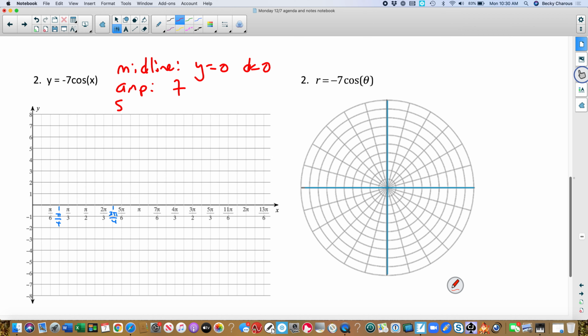What's the starting point going to be for this? Negative 7. Yeah, it's going to be a minimum, right? Because this is a reflected cosine. So it's going to start at a minimum, so it's going to be at 0, negative 7. Wait, the minimum because it's negative? Because this is negative. Yeah. Exactly. Okay, so cosine either starts at maximum or minimum. If we have a negative cosine, it's going to start at a minimum.